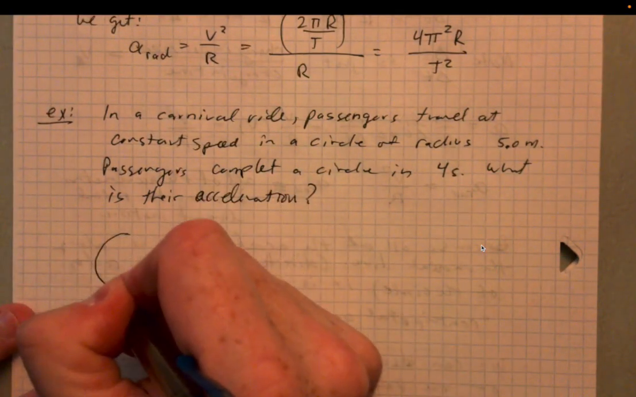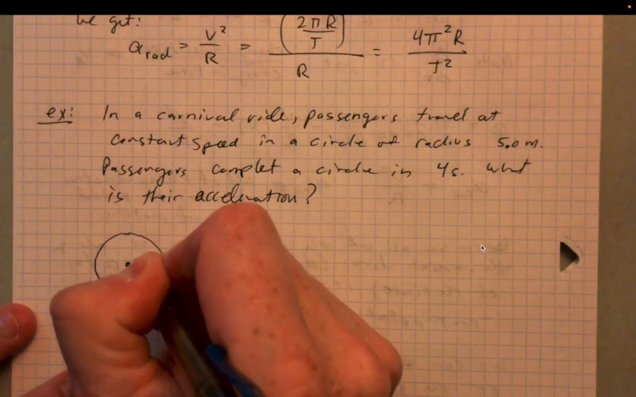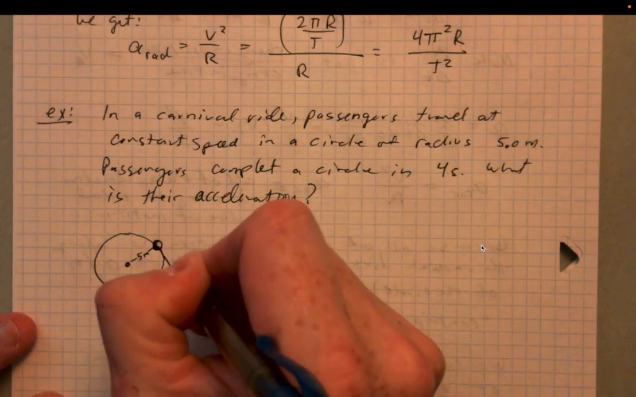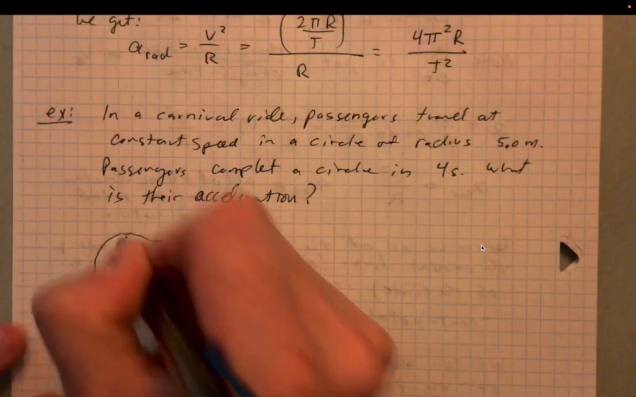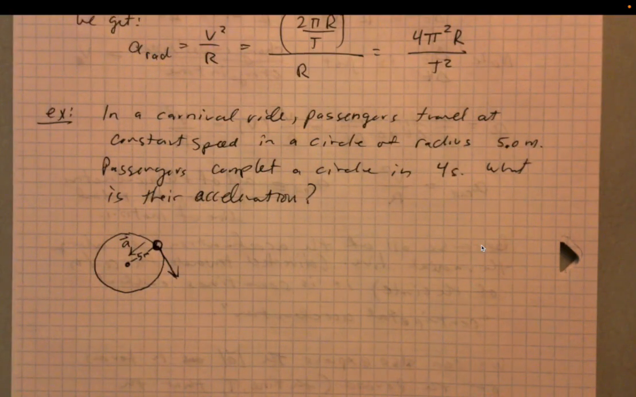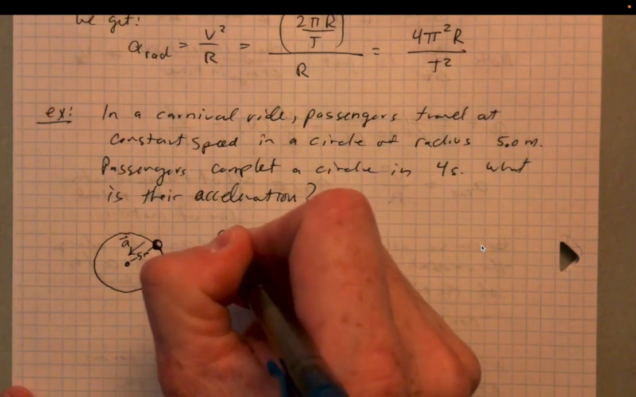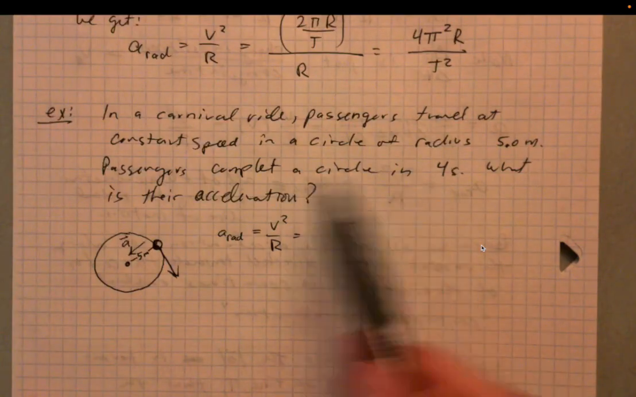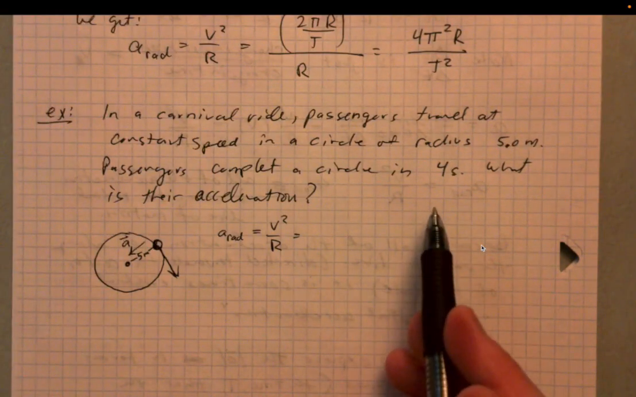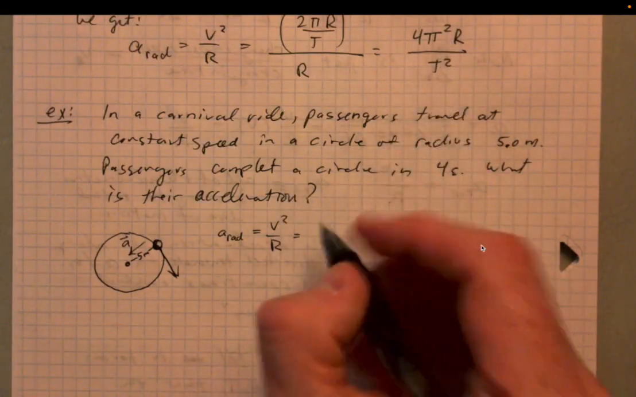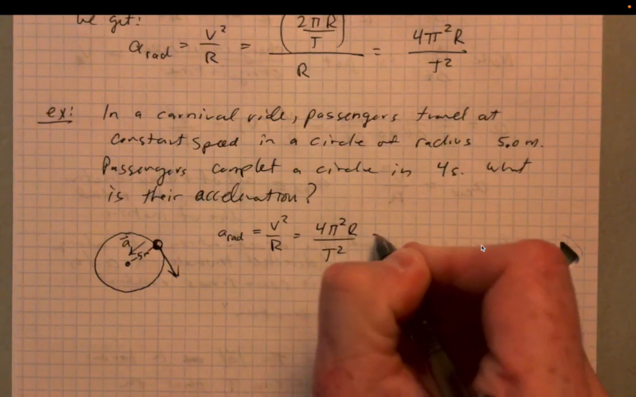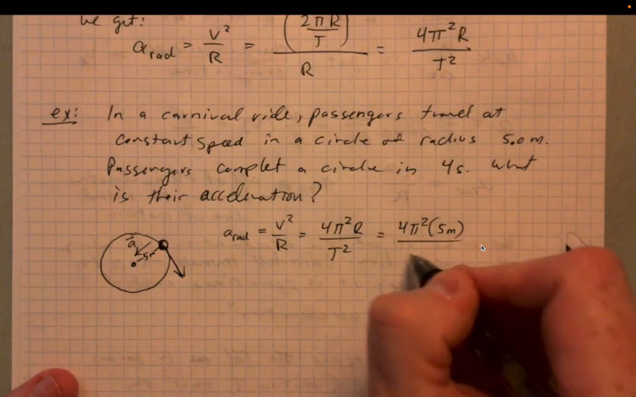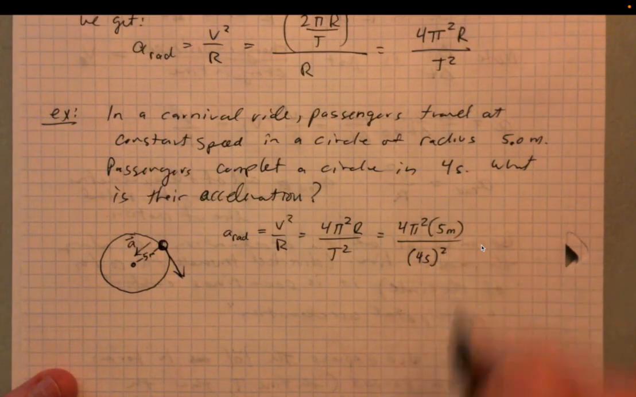We can imagine this as a uniform circular motion problem. I've got 5 meters as my radius. I'm this person on this thing here, my velocity is looking like that, and my acceleration is perpendicular. The question is, what is the magnitude of that acceleration? That's just our a_rad. We know it's v squared over r, and further, given the information that we have, namely the period and the radius, we can use the second expression that we derived up here. So it's 4 pi squared r over T squared. Just plug in all these quantities: 4 pi squared, the radius is 5 meters, and the period is 4 seconds. So it looks like this.